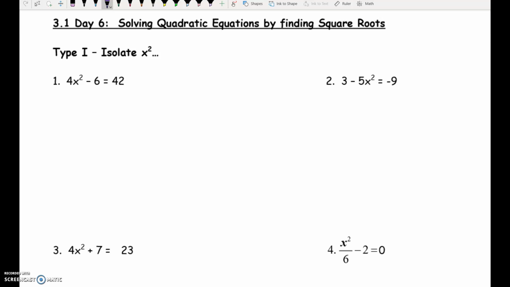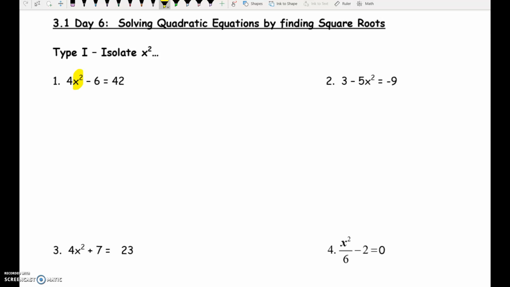Today we're going to use what we learned on Friday about simplifying square roots to solve quadratic equations. So the first type is when we just have x squared. If you have x squared and x in the equation, you are going to have to use another method, like factoring or one of the methods that we're going to learn later this week.